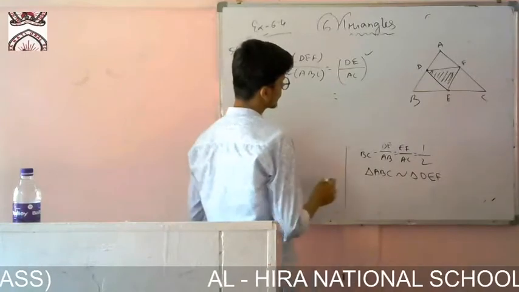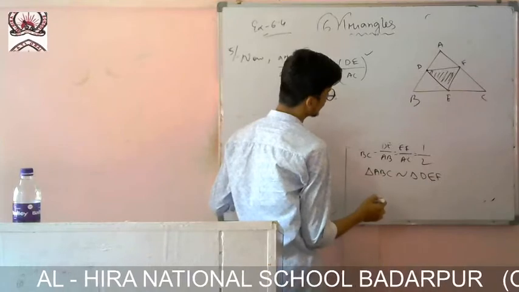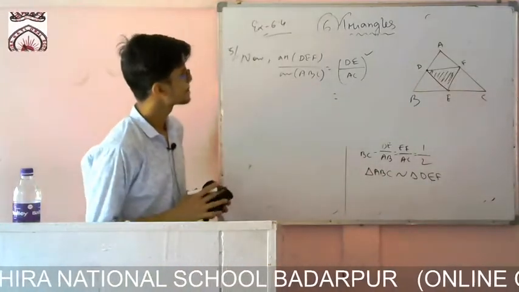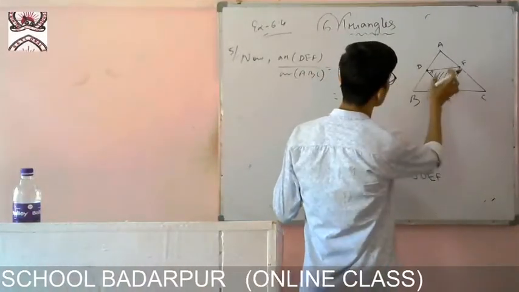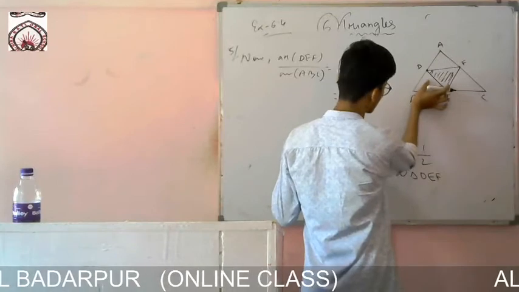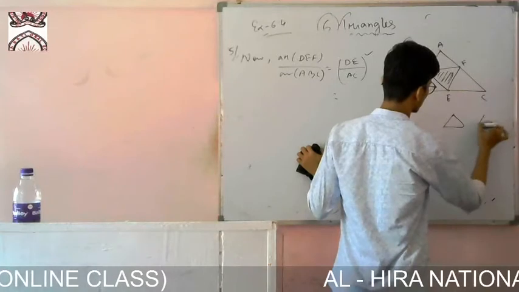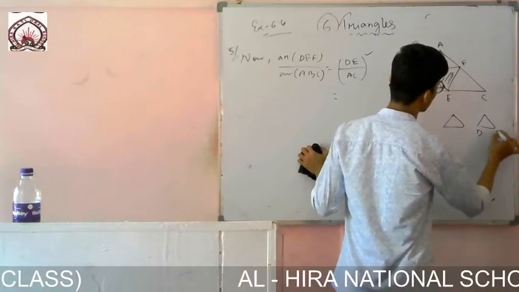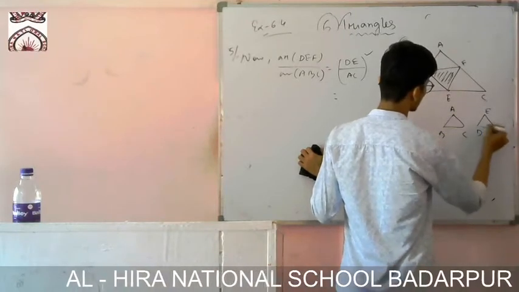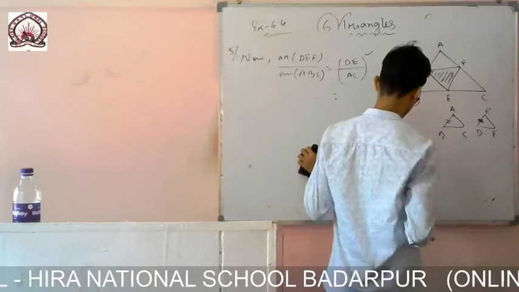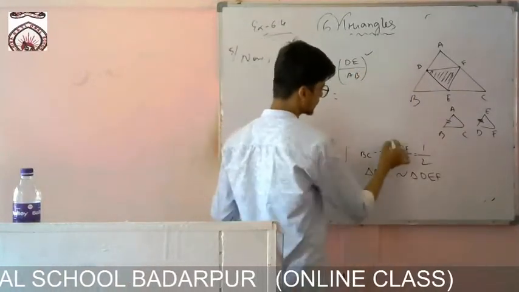They are corresponding sides, no? So it will not be DE by AC. It is DF, this is E, and there it is ABC. So which side am I writing? I am writing DE by AB, sorry, not AC, it is AB. So DE by AB, what is the answer?